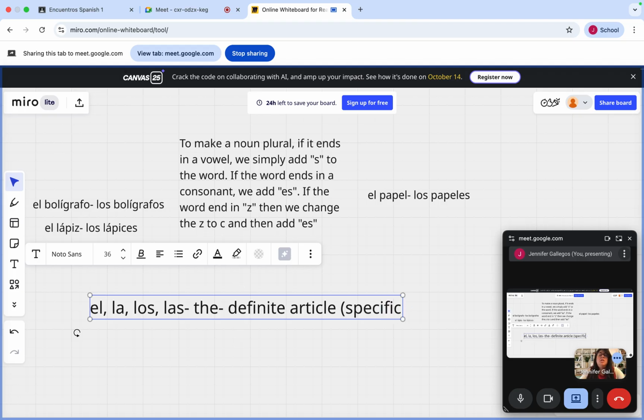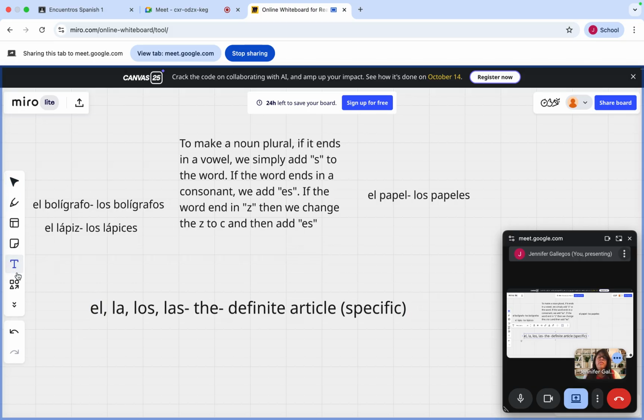So if I say the book has a dictionary, if I'm talking about your textbook, then you know what book I'm talking about. I'm not talking about any book out there, but you would know that it's the textbook that we're using. Like the book has a dictionary in the back, the book has some online resources. So that would be more specific using el, la, los, or las, the.